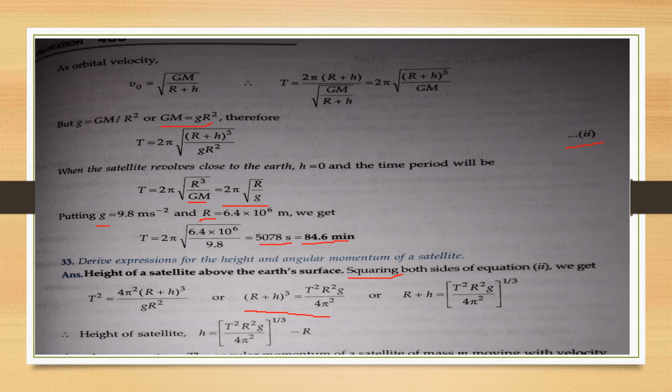Now take the cube root and we get the value for r plus h. After getting the value for r plus h, take the R on the other side and we get the answer for the height of the satellite. So this equation specifies the height of the satellite, and the height of the satellite is given by T square R square g divided by 4 pi square, all raised to the power 1 upon 3. Here 1 upon 3 arises by taking the cube root on both sides of the previous equation, and this term gets minus, that is minus R. So this is the result for the height of the satellite.